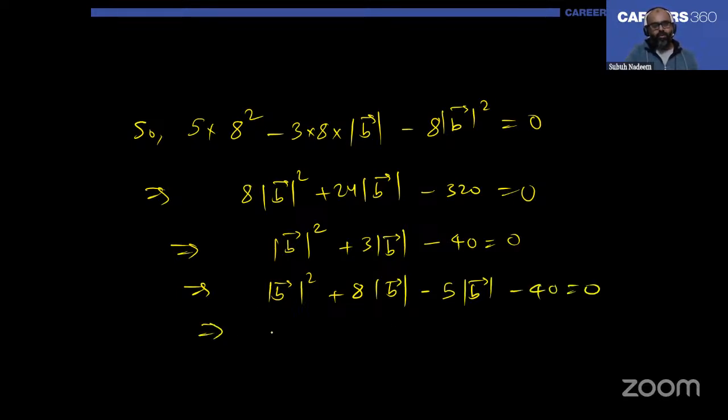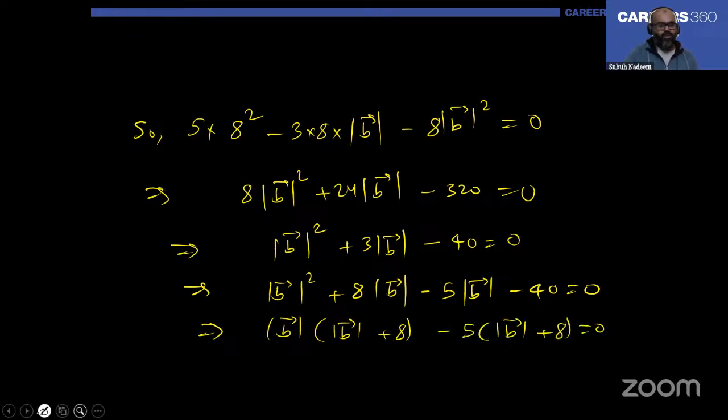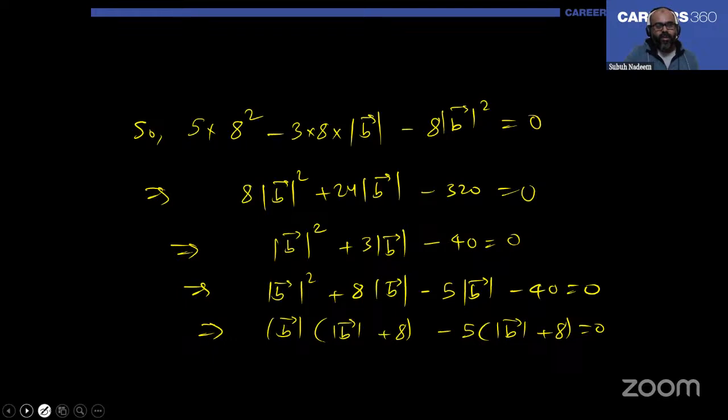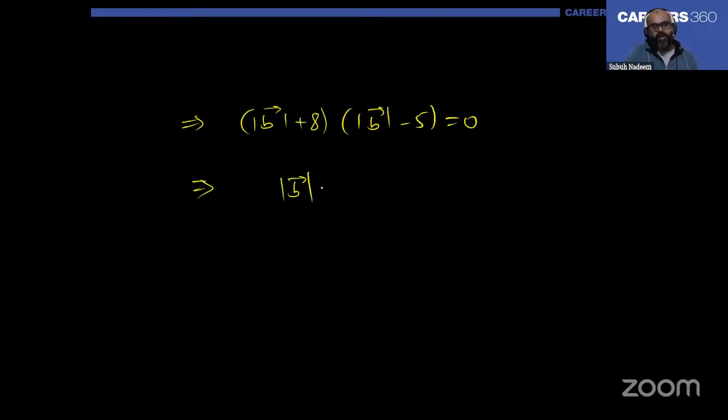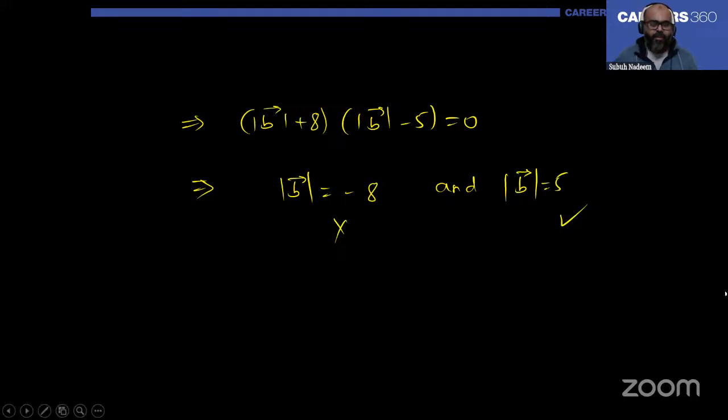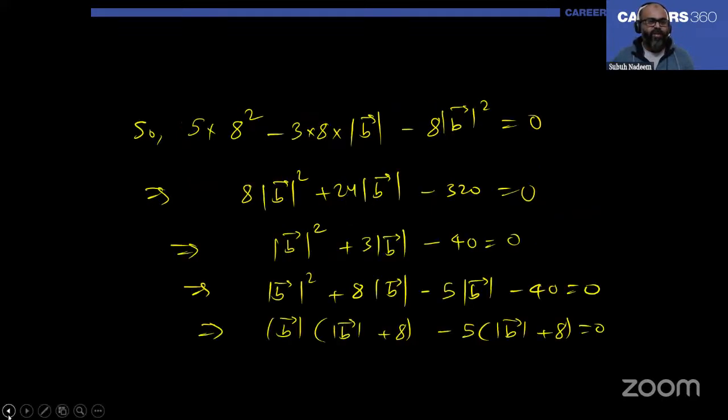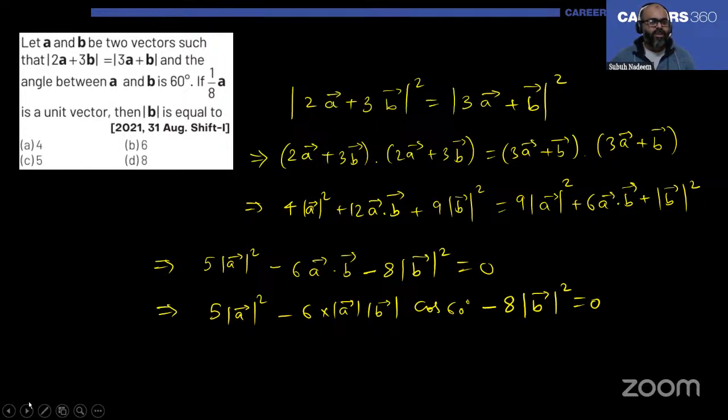Now from these first two terms, mod B we take common. So it will be mod B plus 8. And last two terms we take minus 5 common. So it will be mod B plus 8 is equal to 0. So mod B plus 8 into mod B minus 5 is equal to 0. So what we get is mod B is equal to minus 8 and mod B is equal to 5. Mod cannot be negative, so we cannot take mod B as minus 8. So mod B is equal to 5 is the answer. So option C is the correct option.